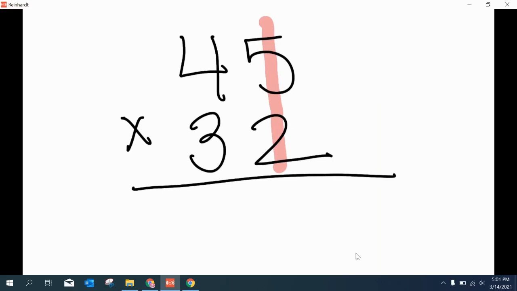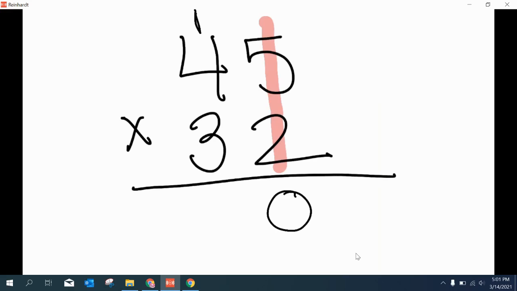So I'm going to take 5 times 2, and I know that 5 times 2 is 10. So I'm going to take the digit, the 0, which is in the ones place, and I'm going to write it down in the ones place. Then I'm going to do what's called carry or bring over the 1 to the tens place because the digit 1 goes in the tens place.